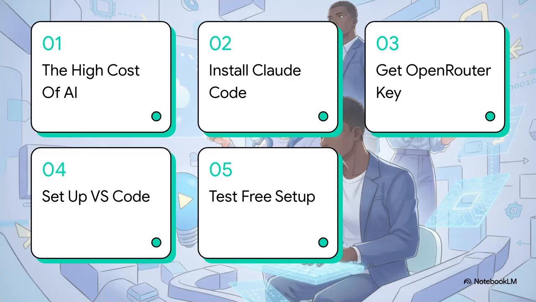Here's our quick 5-step playbook for today. We'll cover the high cost of AI, installing Claude Code, securing an OpenRouter key, setting up VS Code, and finally testing out our free setup. Let's get into it.